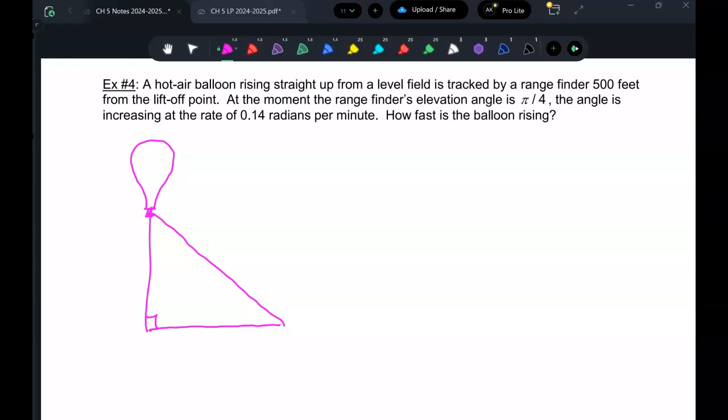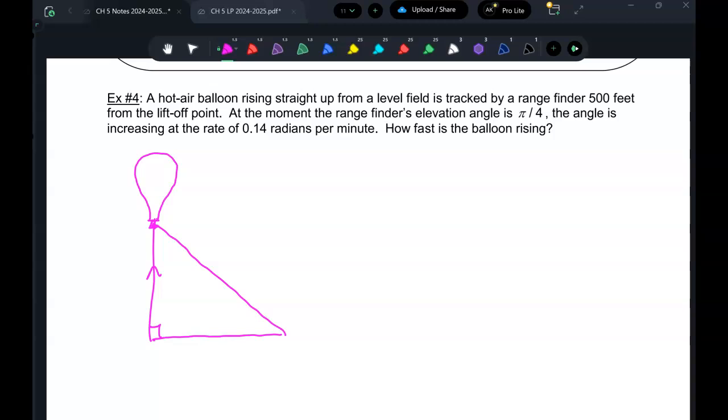Let's do this balloon problem. A hot air balloon is rising straight up from a level field. There's my hot air balloon, and this is my person here. I can draw stick figures, and that's about it. So, a rangefinder. Anybody know what a rangefinder is? It finds the range, a thing that finds distance. It's exactly what it sounds like. So this is 500 feet away.